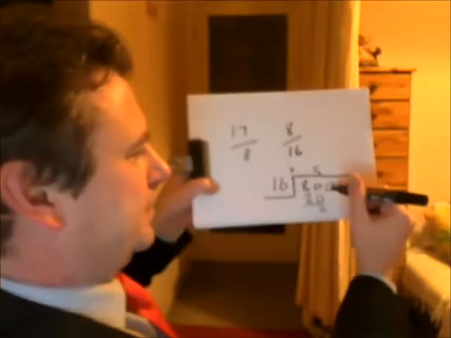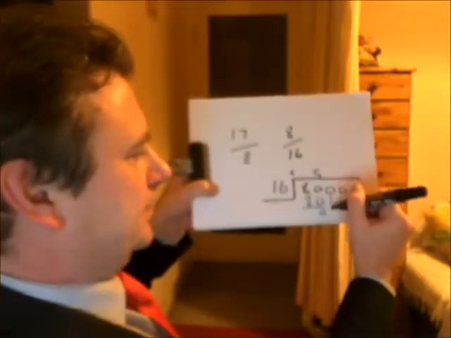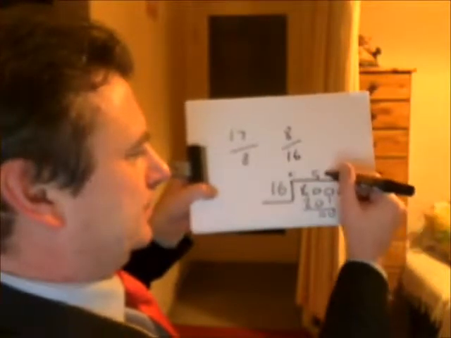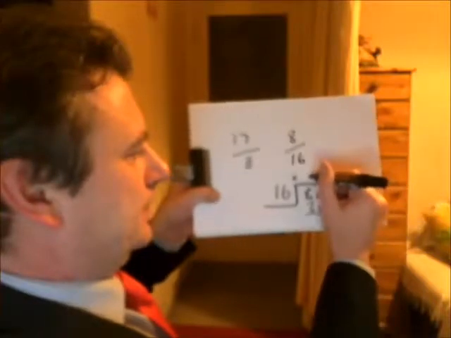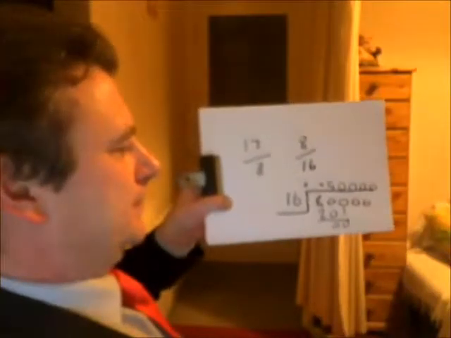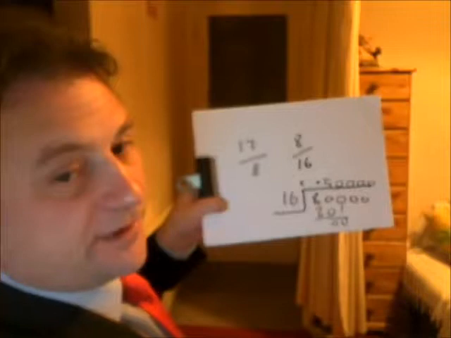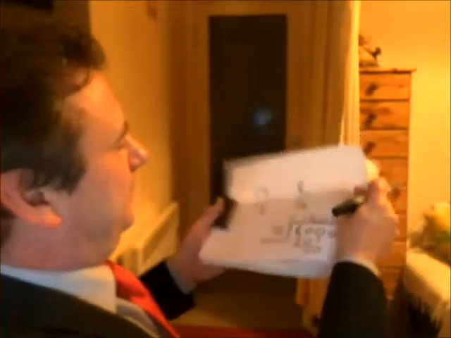Okay. Eight sixteenths is 0.5 as a decimal. Well, that was quite an easy one because we actually knew that was exactly half. It probably wasn't the best example to show.